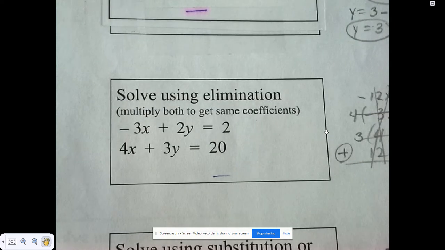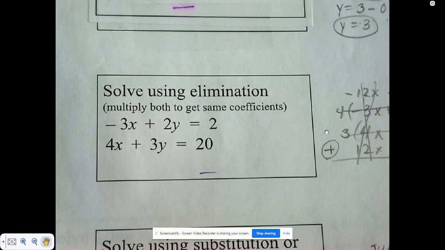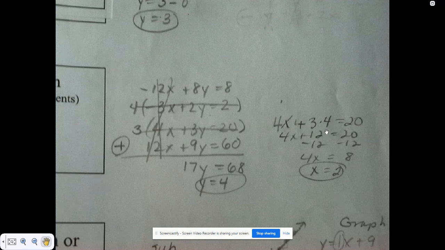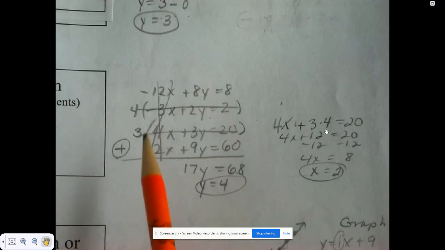So hopefully you've solved this and you came up with a solution. They do intersect. And I went ahead and did my work over here so you can check your work.